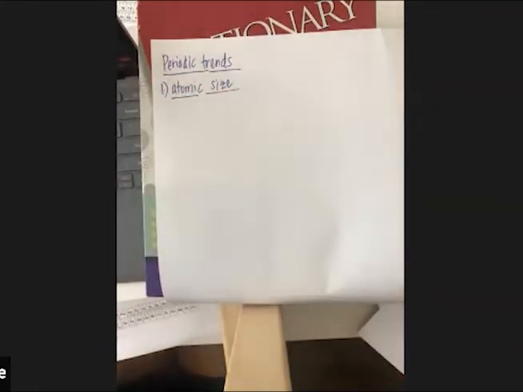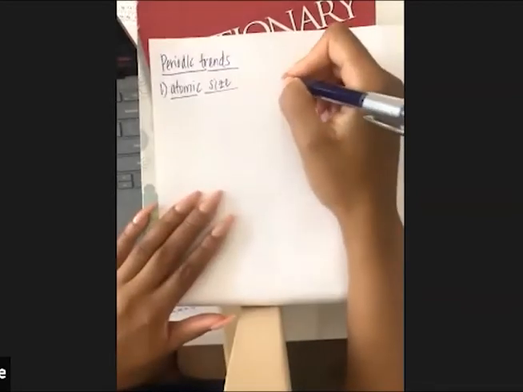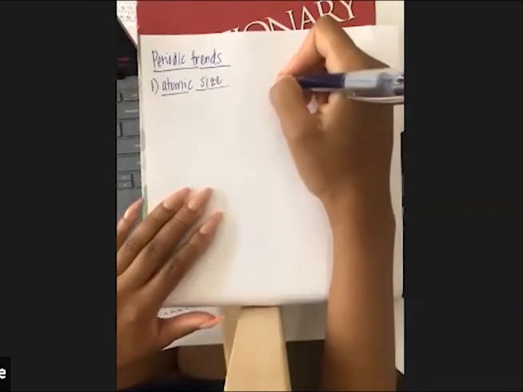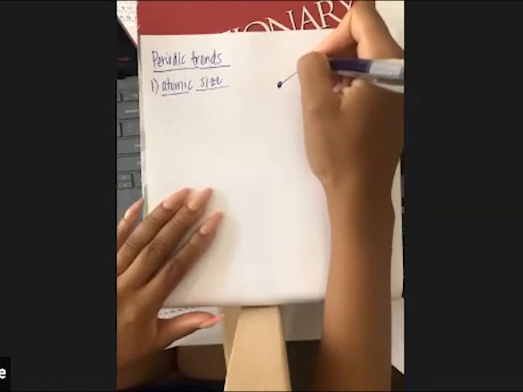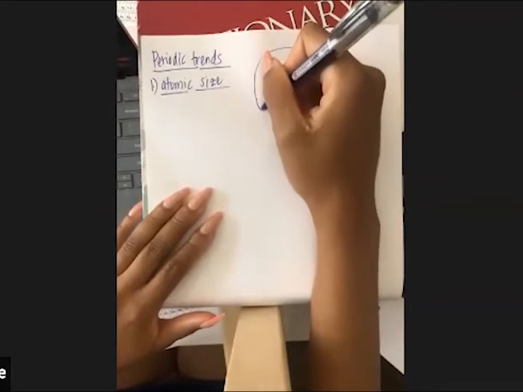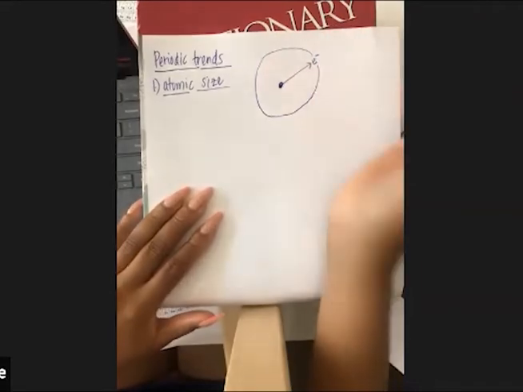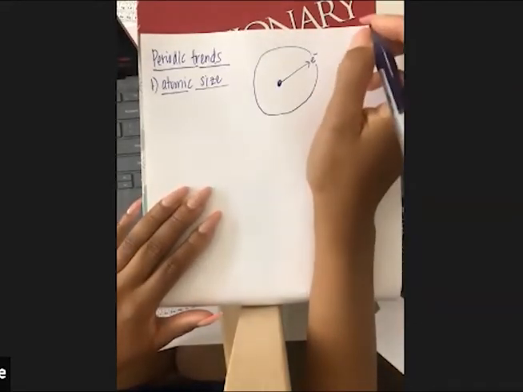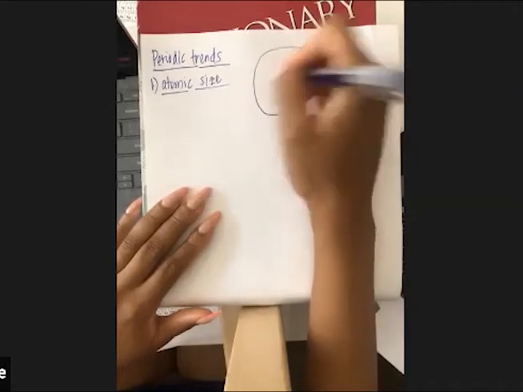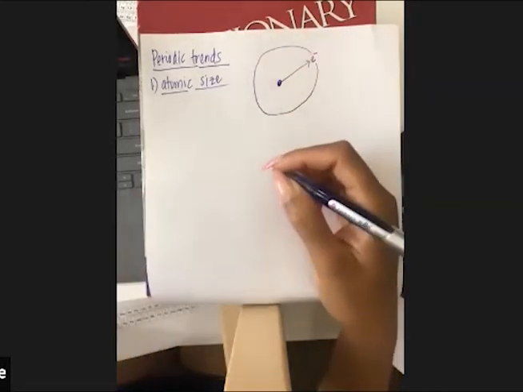Atomic size is what it sounds like. It's the size of the atom. The size of the atom is basically saying, if you go from the nucleus, the electron that's furthest away from the nucleus determines the size of the atom. The distance from the nucleus to here, that's the size of the atom.